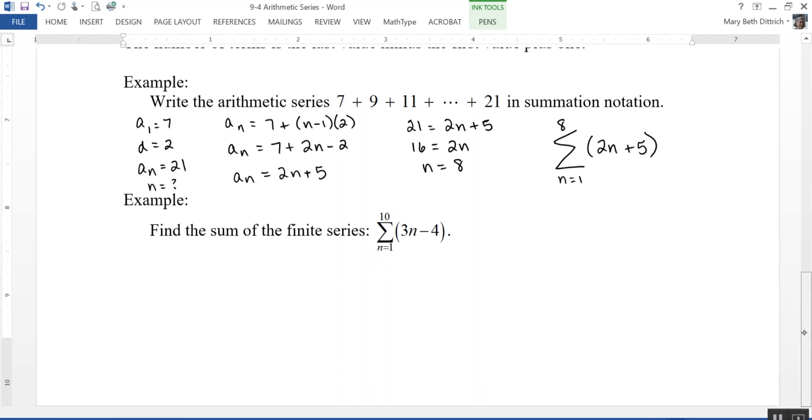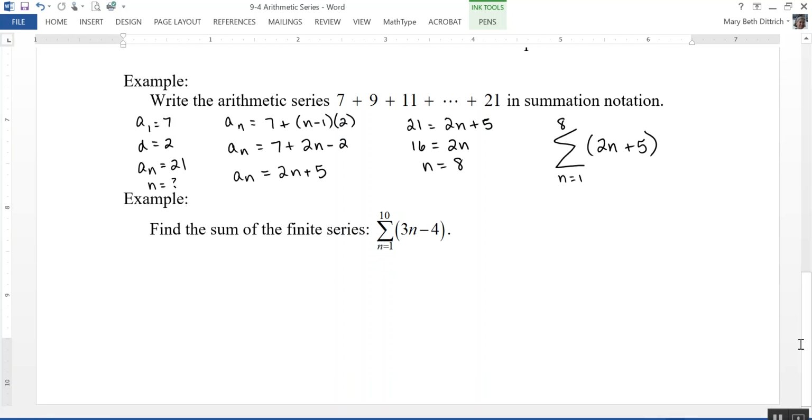And let's use this notation to find the sum of the finite series that looks like this. So what I need to do is find out what my a sub 1 is. A sub 1 is the value I get when I put my first value of n into there. So 3 times 1 minus 4, or a sub 1 is going to be equal to negative 1. I need to find a sub n. This one's kind of easy. Since it starts with 1 and goes up to 10, I know that my n is going to be equal to 10.